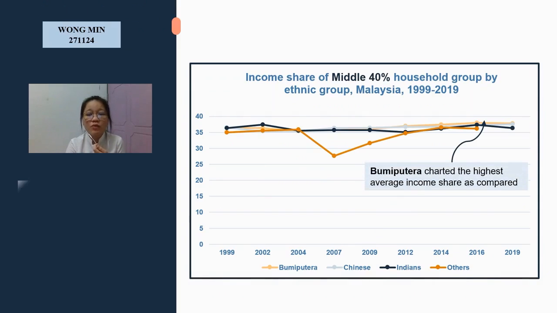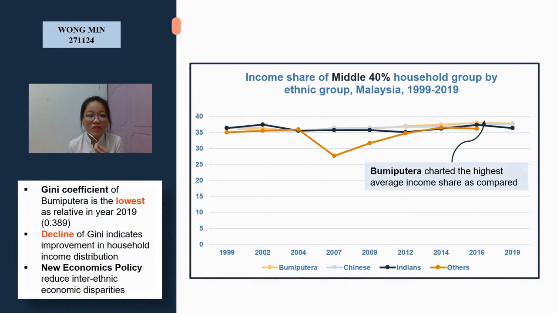And then for M40, Bumiputra is the highest because the Gini coefficient of Bumiputra is the lowest relatively. So when there is a decline in Gini, it indicates an improvement in household income distribution, and it may be because the government launched a new economic policy that reduces the inter-ethnic economic disparity between Bumiputra and non-Bumiputra.